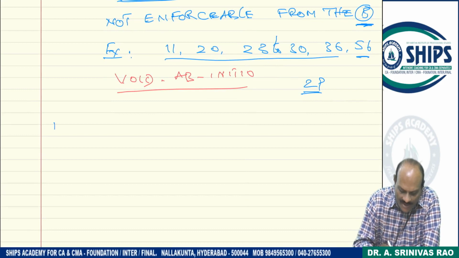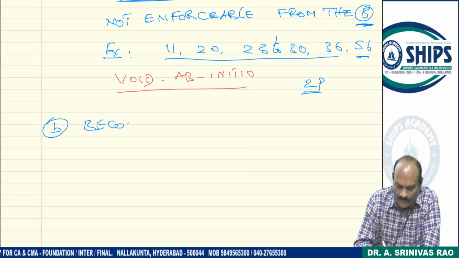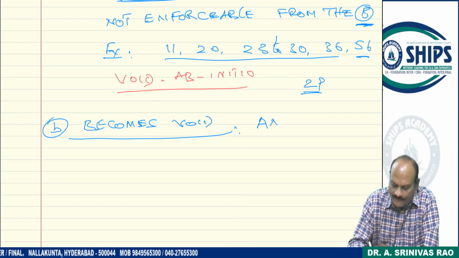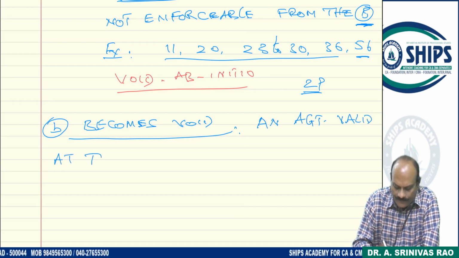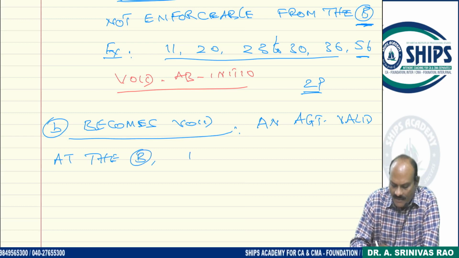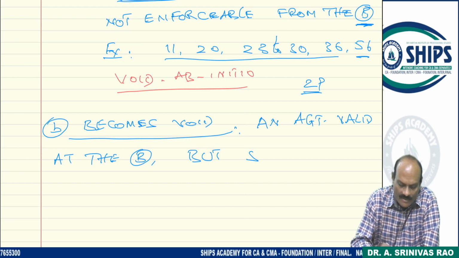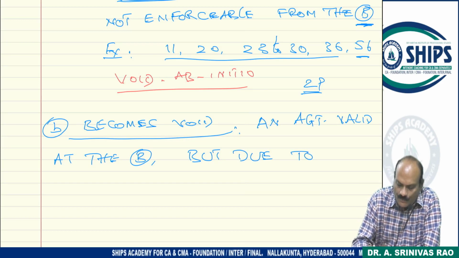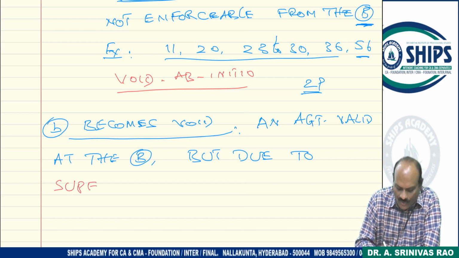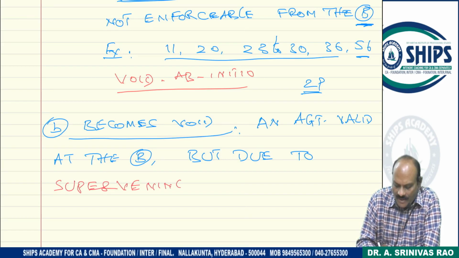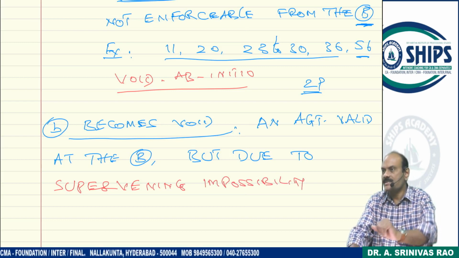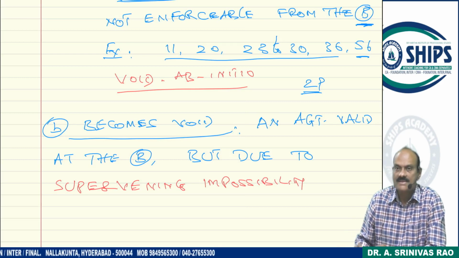Next, point B: becomes void. An agreement valid at the beginning, but due to supervening impossibility, the contract becomes void.